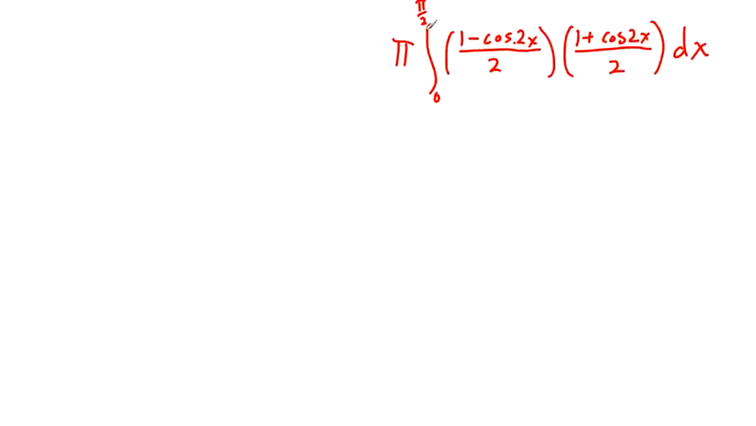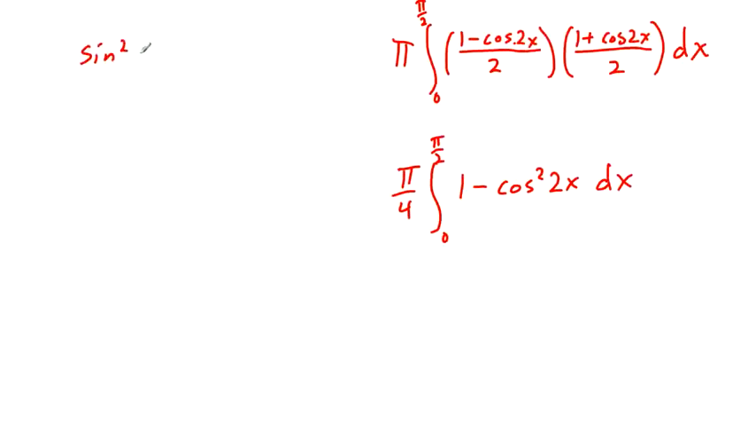And so if we actually distribute this out, we end up getting 4 on the bottom. So I'm going to take that 4 and pull it up front, so it gets pi over 4, integral from 0 to pi halves. And then this is a difference of squares, so I can actually just say 1 minus cosine squared of 2x dx.